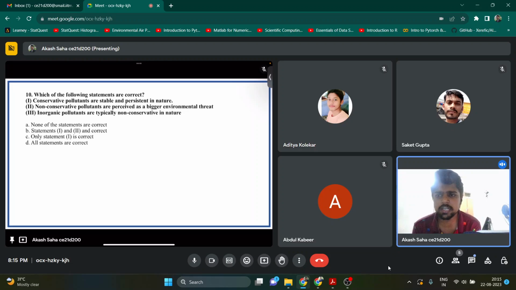Here it is saying inorganic pollutants are typically non-conservative in nature. So to make this a correct statement, what will you change? We know that most of the inorganic pollutants are conservative in nature.